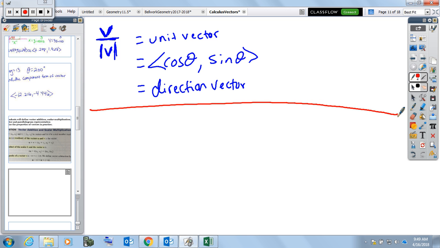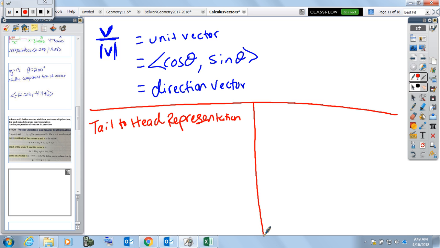Now let's talk about, we've already talked about tail to head representation. We've already kind of seen the head minus tail thought process here. But I want to show a visual representation of what tail to head looks like. So tail to head representation. And then on the right-hand side over here, we're going to look at parallelogram representation.